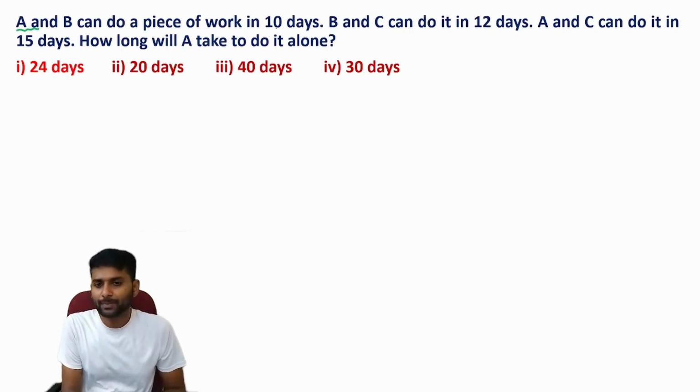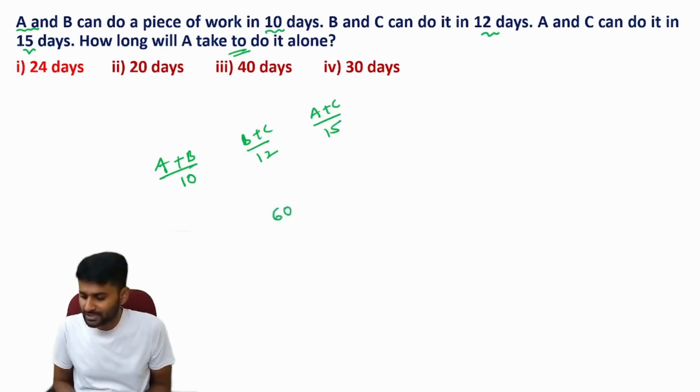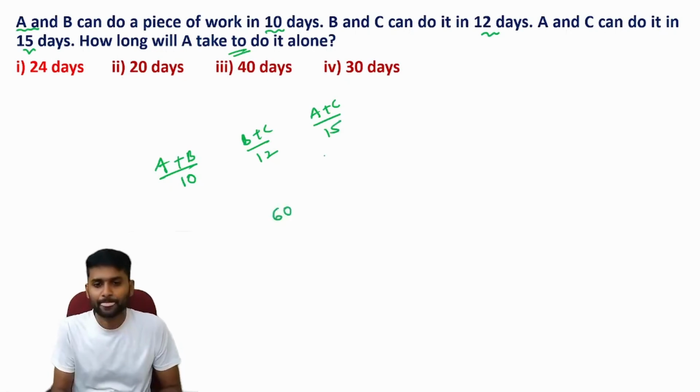A and B can do a piece of work in 10 days, BC in 12 days, AC in 15 days. How long will A take to do the work alone? AB takes 10 days, BC takes 12 days, AC takes 15 days. Now the total number of units for this work is 60.